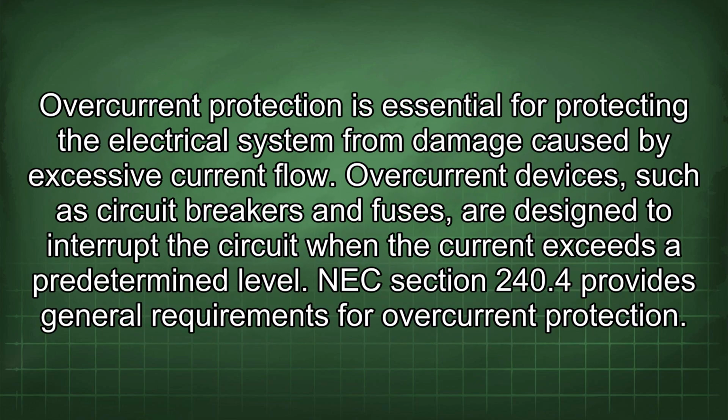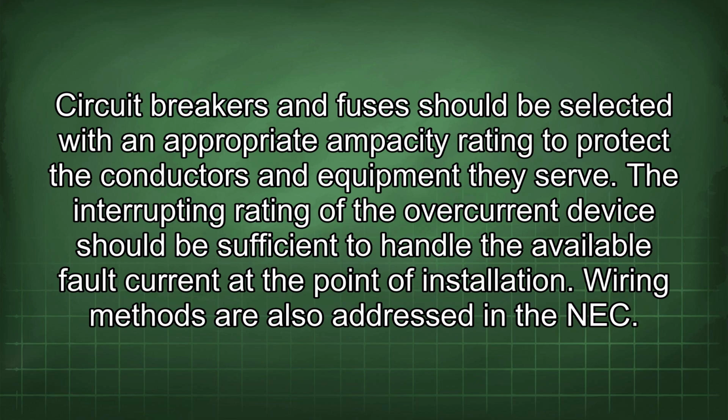Overcurrent protection is essential for protecting the electrical system from damage caused by excessive current flow. Overcurrent devices, such as circuit breakers and fuses, are designed to interrupt the circuit when the current exceeds a predetermined level. NEC Section 240.4 provides general requirements for overcurrent protection. Circuit breakers and fuses should be selected with an appropriate ampacity rating to protect the conductors and equipment they serve. The interrupting rating of the overcurrent device should be sufficient to handle the available fault current at the point of installation.